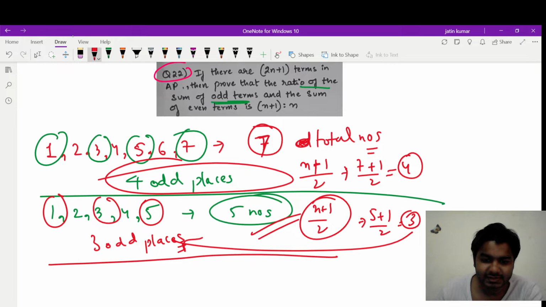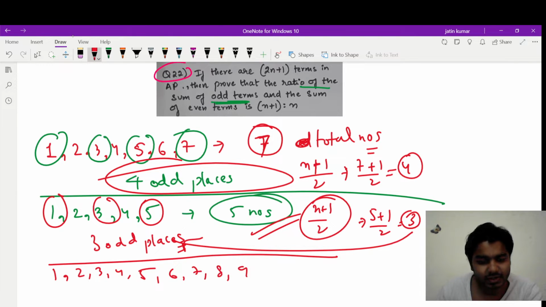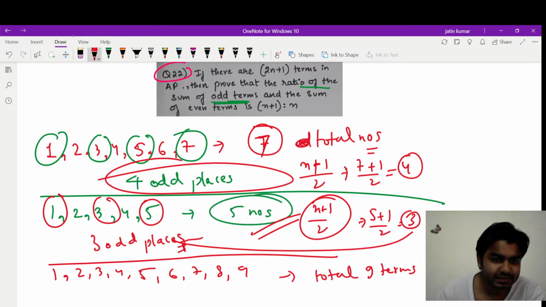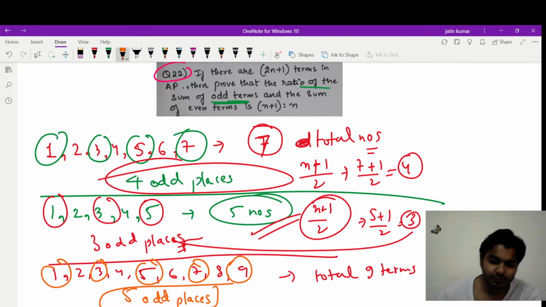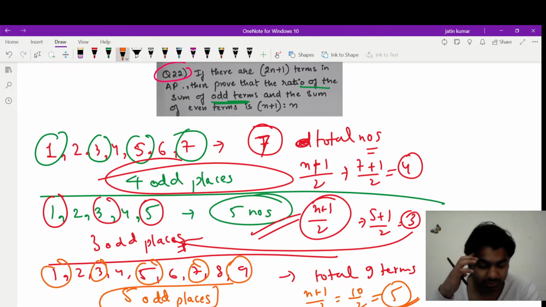Take another example. Let's take 9 terms: 1, 2, 3, 4, 5, 6, 7, 8, 9. We have total 9 terms. If I ask you how many odd places are there in this series, you will say 1, 3, 5, 7 and 9, 5 odd places. On finding with the formula n plus 1 upon 2, 10 upon 2, that is 5. So we have got a formula here: if there are odd total numbers, then in that series the number of odd places will be n plus 1 upon 2.